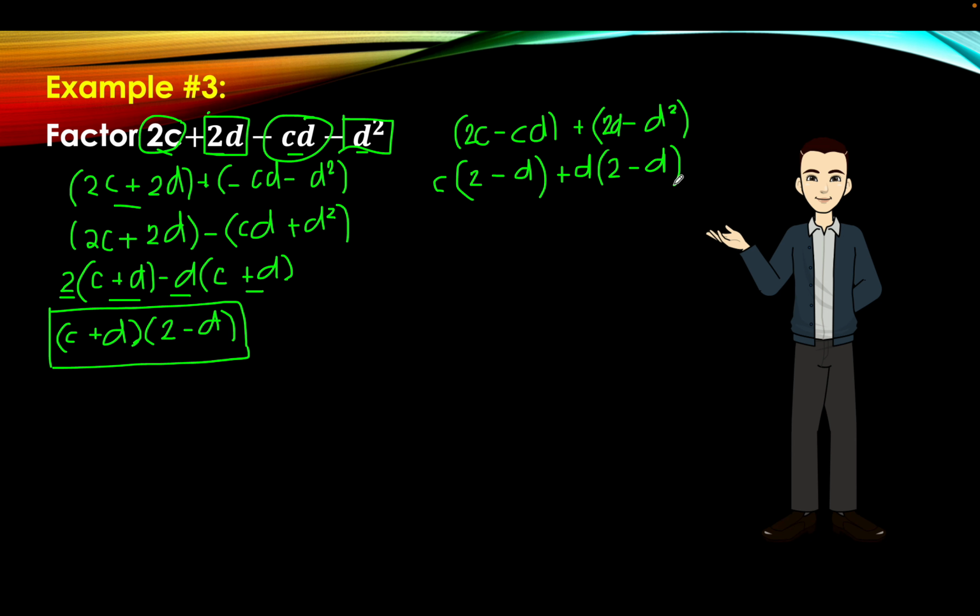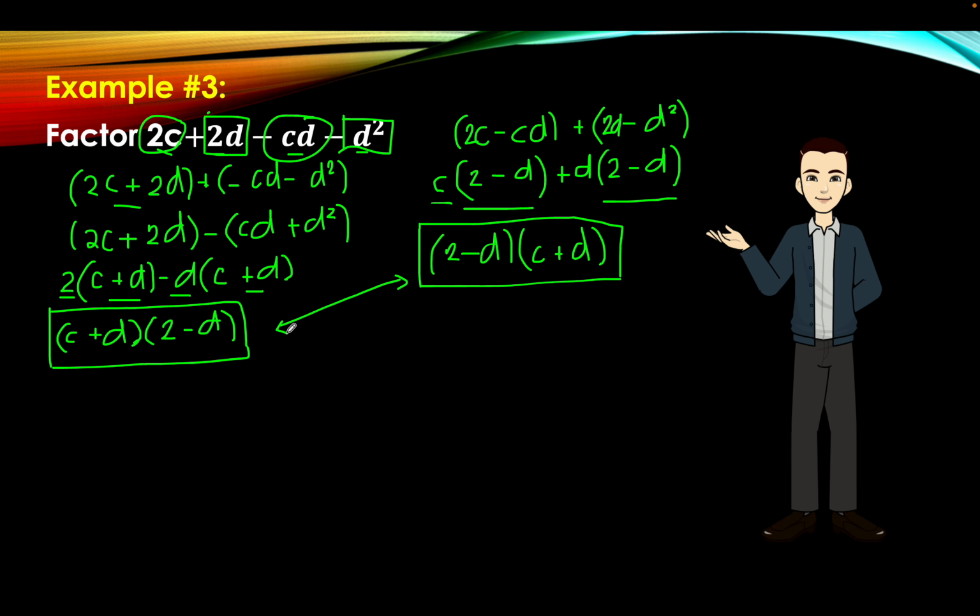And the factors are, automatically, we're going to get the common factor 2 minus d times the quantity c plus d. Okay? So as you can see, we arrived at the same answer. So we have here the quantity 2 minus d times the quantity c plus d. Well, you might ask, how can we tell whether we've got the right factors or not?